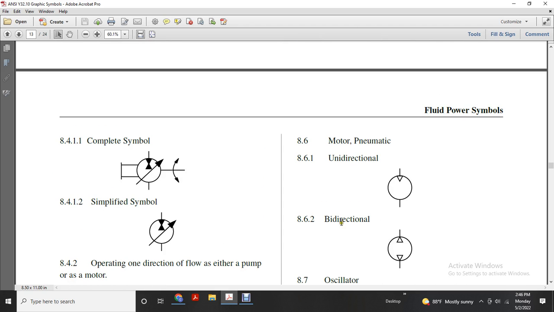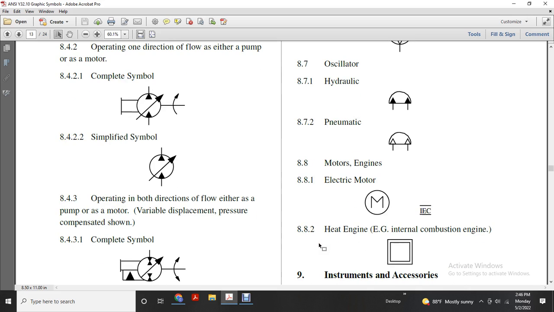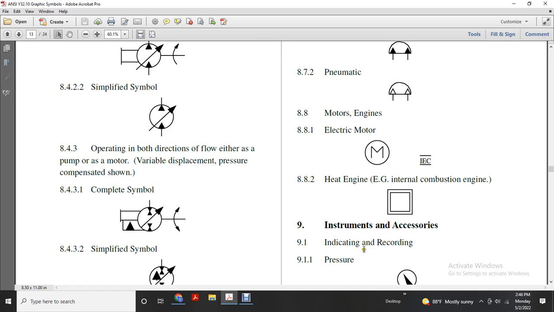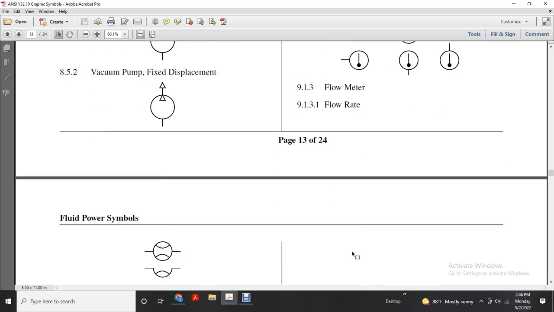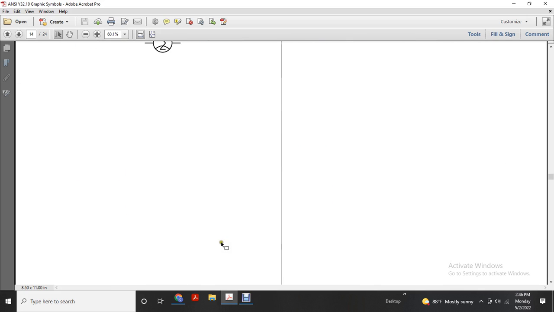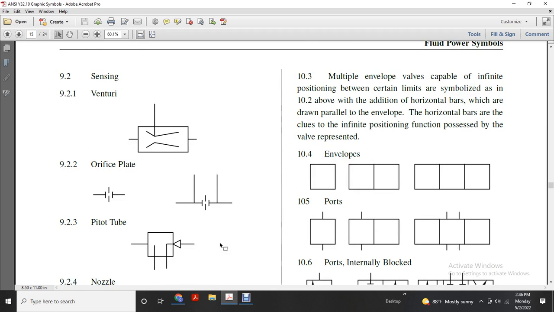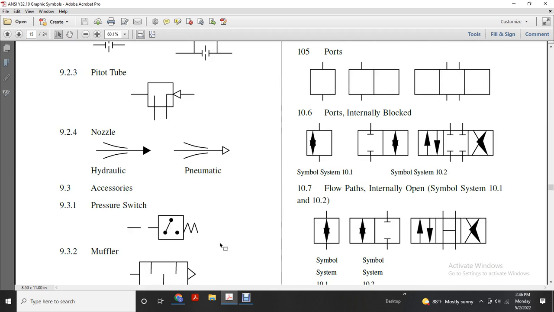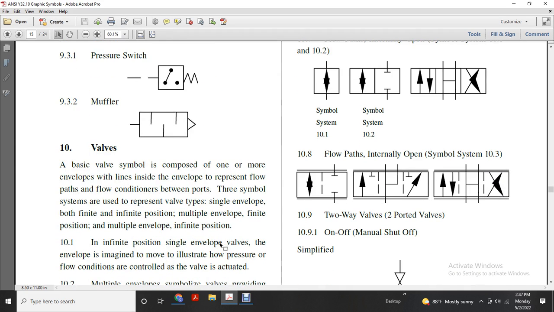Motor, pneumatic, unidirectional, bidirectional, oscillator, hydraulic, pneumatic. Motors and engines: electrical motor, IEC, internal combustion engine. Instruments and accessories: indicator, recording, pressure, temperature, flow meter, flow rate, totalizing. Sensing: venturi, orifice plate, pitot tube, nozzle. Accessories: hydraulic, pneumatic, pressure switch, muffler.